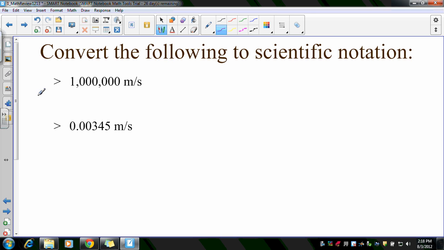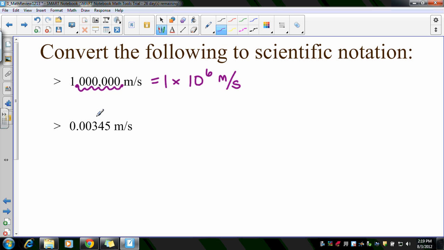Now let's do a couple of examples and we'll move on to the other direction. So we have 1 million meters per second. So we have an implied decimal point right here. And we're going to jump 1, 2, 3, 4, 5, 6, so that we have one digit in front of the decimal point. So 1. And then since we moved it 6 places to the left, we're going to multiply by 10, and it'll be a positive 6 since we moved it left.